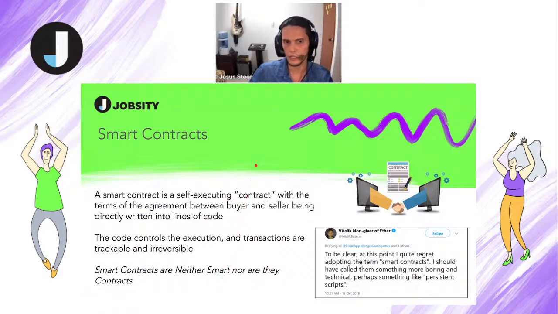Why are they not contracts? Because they don't have any legal validity in the real world. They are just scripts. They are just conditions: if the condition is fulfilled, it will execute some pre-programmed scripts. I want to share this tweet by Vitalik Buterin, the creator of Ethereum. He says: to be clear, at this point I quite regret adopting the term smart contract. I should have called them something more boring and technical, perhaps something like persistent scripts.